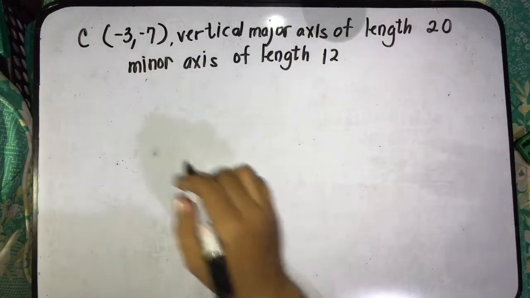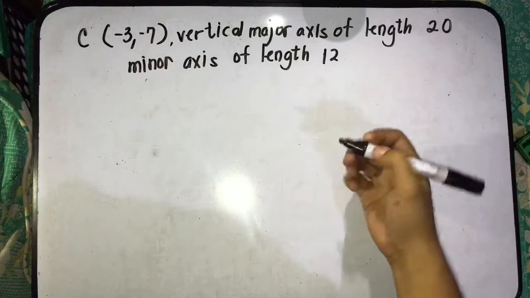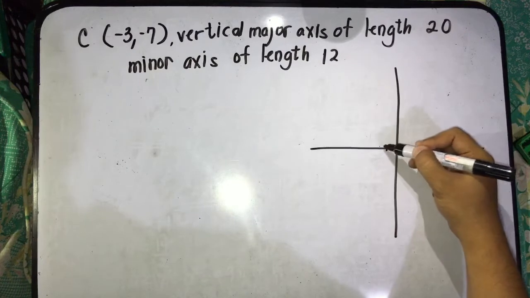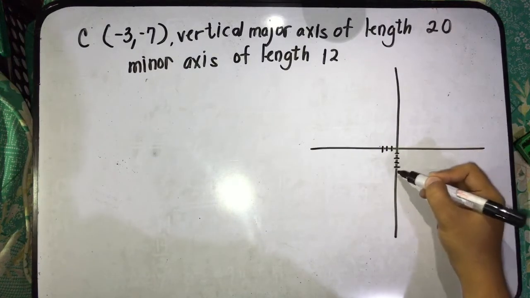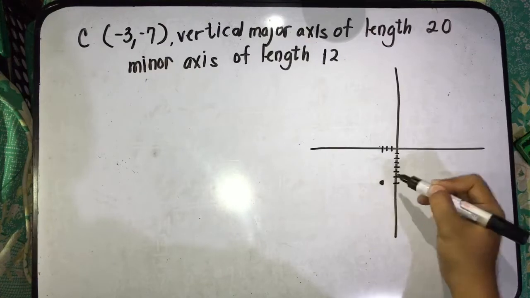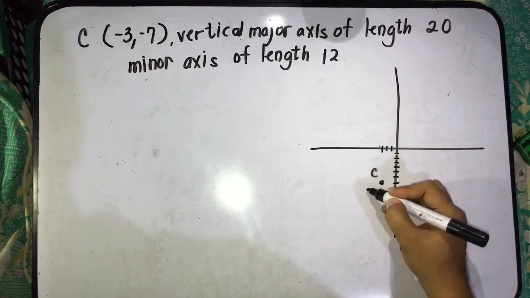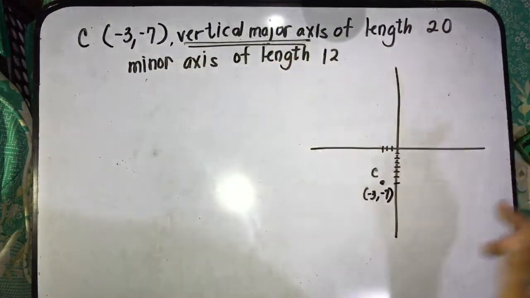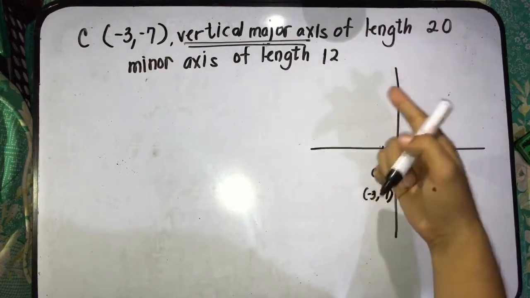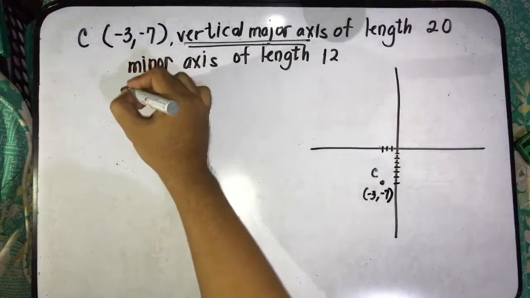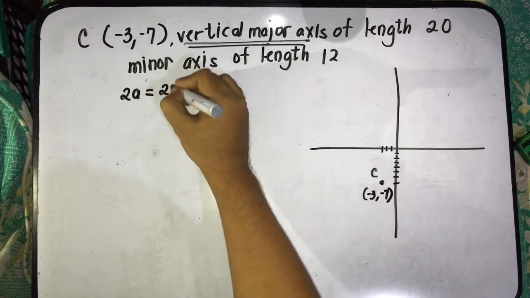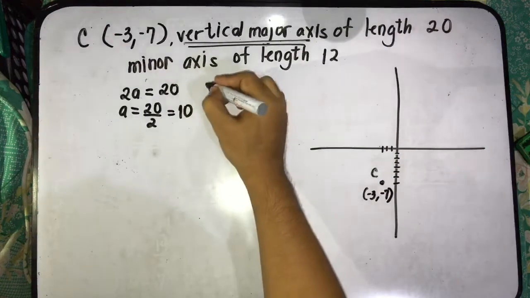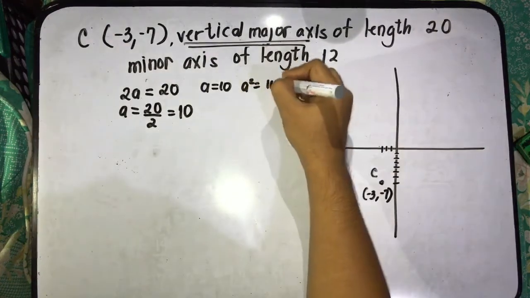So, para ma-solve natin siya, pwede natin siyang i-plot. So, -3, -7. So, this is what? The center located at -3 and -7. Ang sabi sa atin, vertical major axis. So, kung vertical major axis, we are given the length of the major axis, and that is 2a. 2a is equal to 20, therefore a is equal to 20 over 2, which is 10. If a is equal to 10, a squared would be 100.